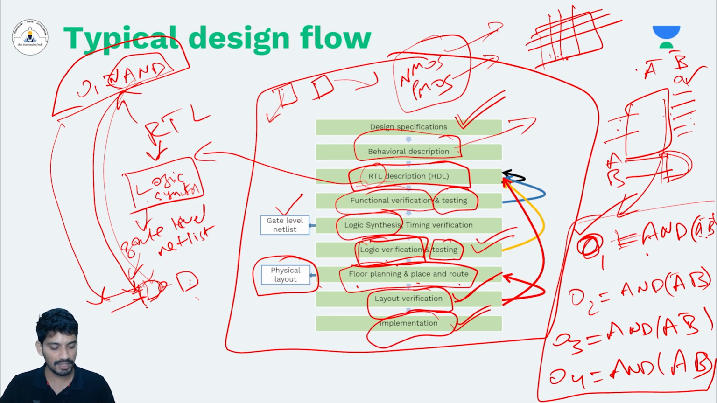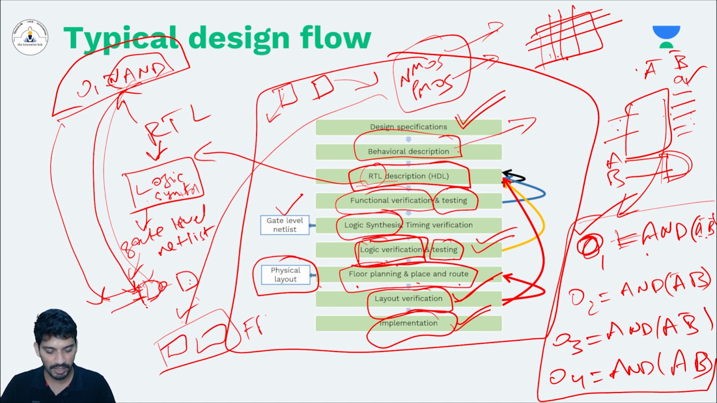In the implementation step, the tool will convert this already existing physical design into a board specific or ASIC specific one. In the FPGA case, it will convert into a board specific implementation. Once the implementation is done, you can verify the output on an FPGA using the Xilinx Vivado tool. This is the typical design flow.